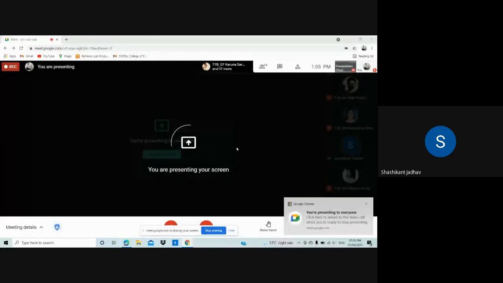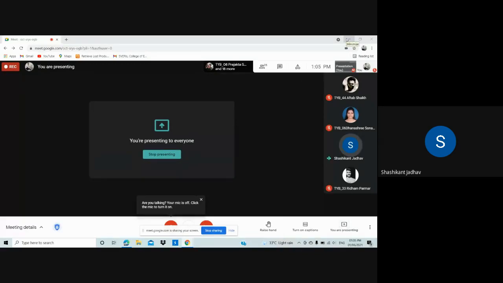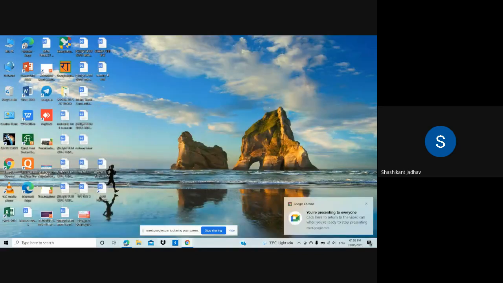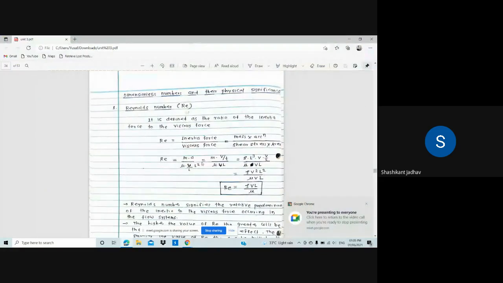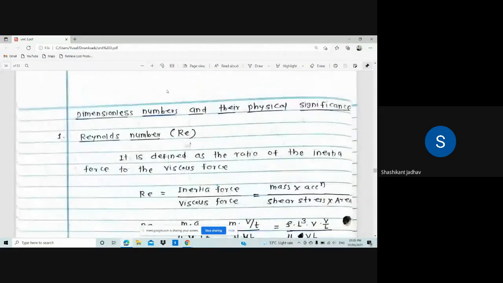Okay, in the last lecture we started the next point, that is dimensional analysis. What is meant by dimensional analysis? Dimensional analysis is a mathematical technique which makes use of the study of the dimensions for solving several engineering problems.